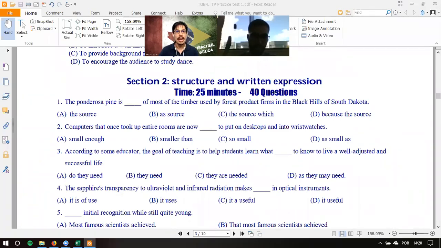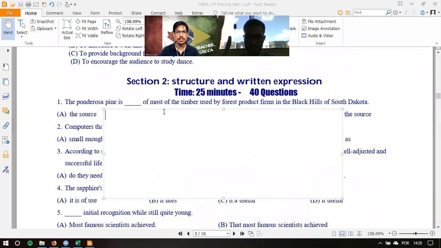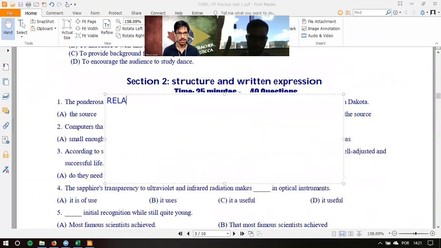Now, in English, you have some of the things we call relative clauses. What the hell is this? The relative clauses are words that we use to avoid repetition or to make more sense putting two sentences together.